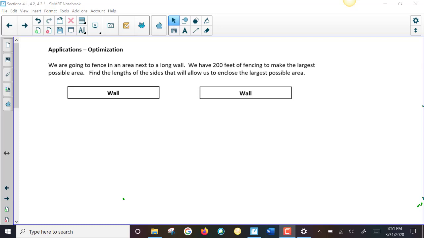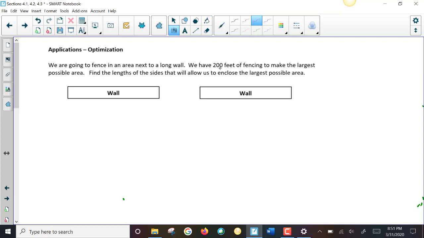So we're going to look at a very basic example in terms of area. This can actually be done with plain old algebra, but it's a good way to show that we can use calculus and derivatives and critical points. So we're going to enclose a region along a wall, and we have 200 feet of fencing, and we want to make the region an area that's the maximum area.